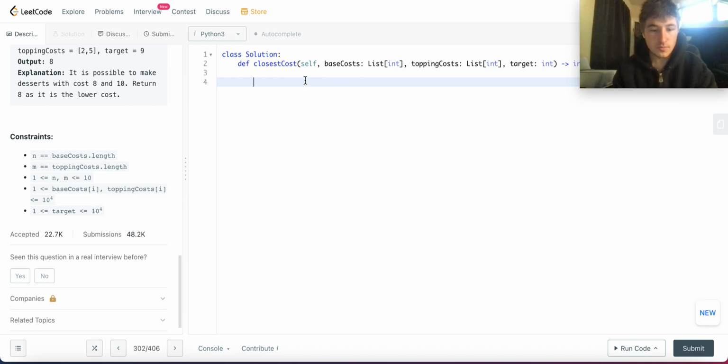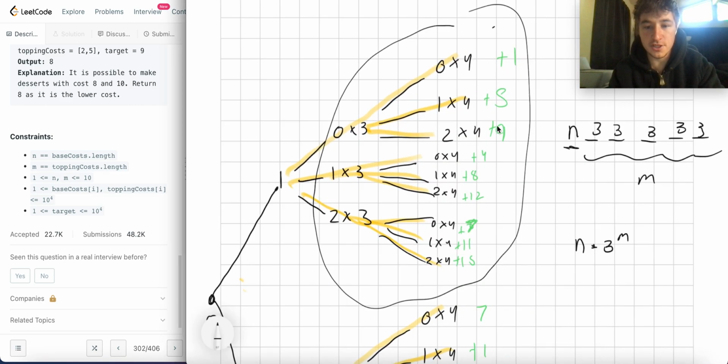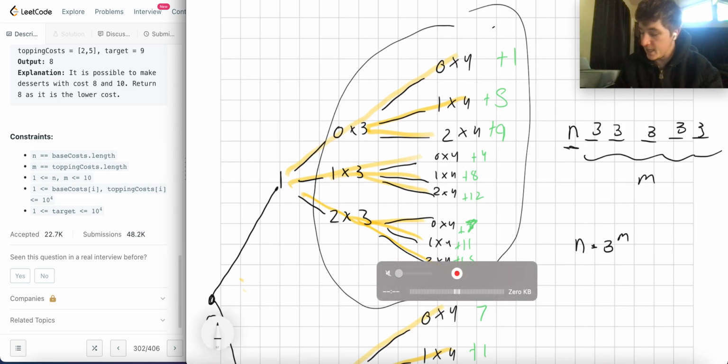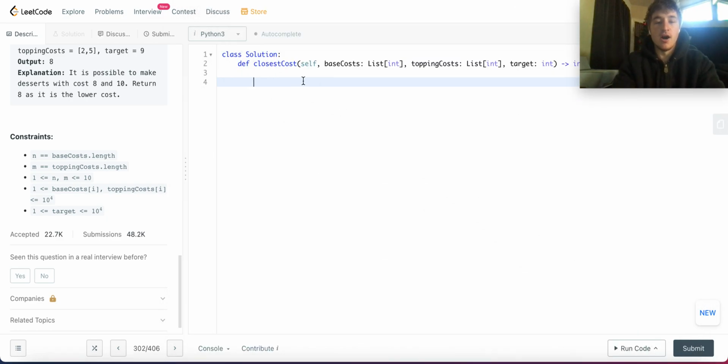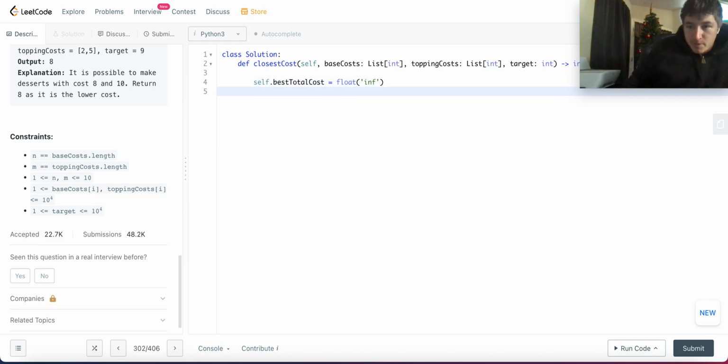So what we'll basically do is we'll convert this tree into code by keeping track of the total cost so far and looking at each possible topping, right? So we'll have our self.best_total. This will be the total price when we look at each total cost. We'll say, okay, what is the best total cost? And we'll just set it to this so that we can update it with something better.